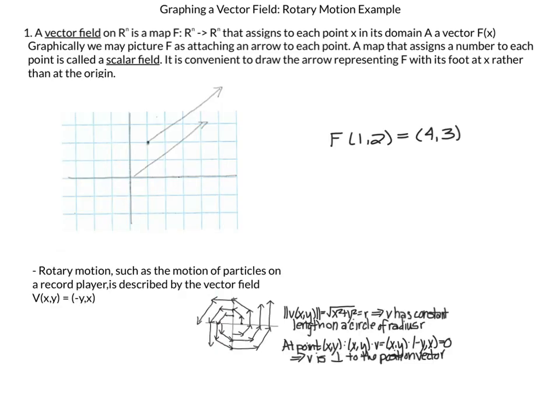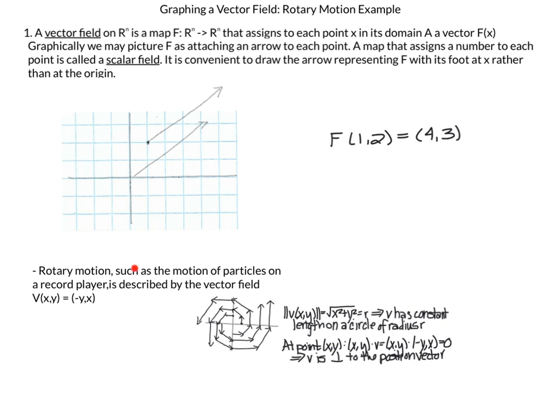A quick review of what we did. We said a vector field is a function or a map that goes from some space. In our examples, we did R2 to R2. It assigns to each point in this space, in the R2 space, a vector. And so our first example was f of 1, 2. So this is a point over here, and we assigned the vector 4, 3. So first we drew the vector 4, 3, then we moved it up to the point. That's how we represent a vector field.